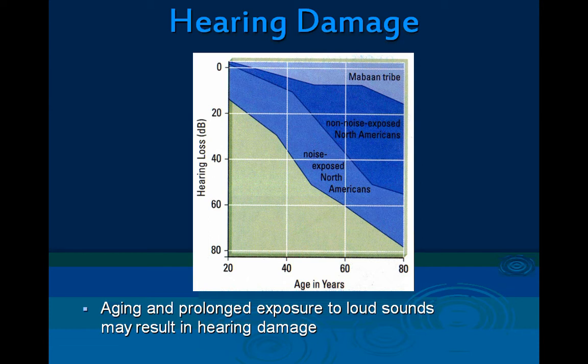And it's just a little graph showing you an isolated tribe, whose hearing doesn't decrease very much with age, just a little bit. Non-noise exposed North Americans, this would be just background sound, show quite a bit more. And if you're exposed to a lot of noise because of your headphones or your environment, it's a significant decline. So you just get a sense of your hearing and how it decreases with age and how sound in the background can cause damage over the long term.